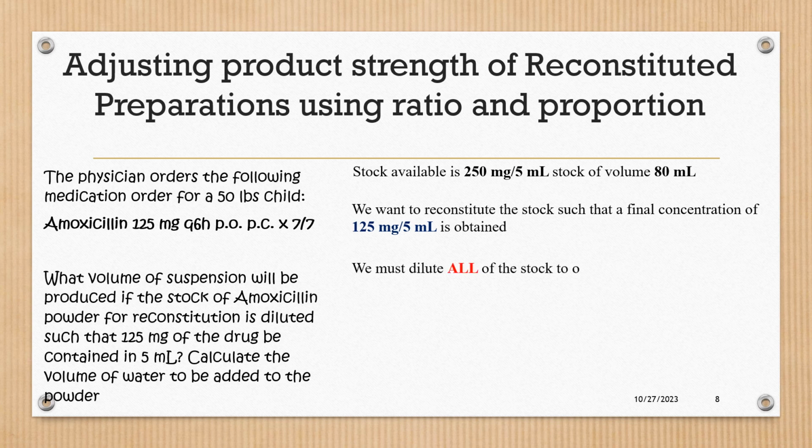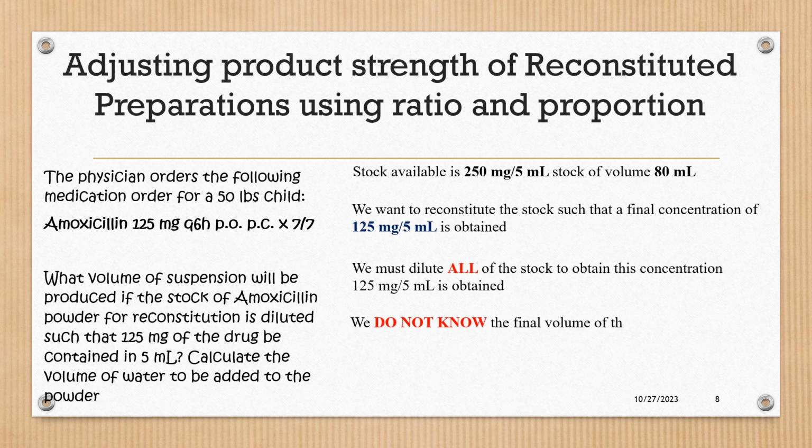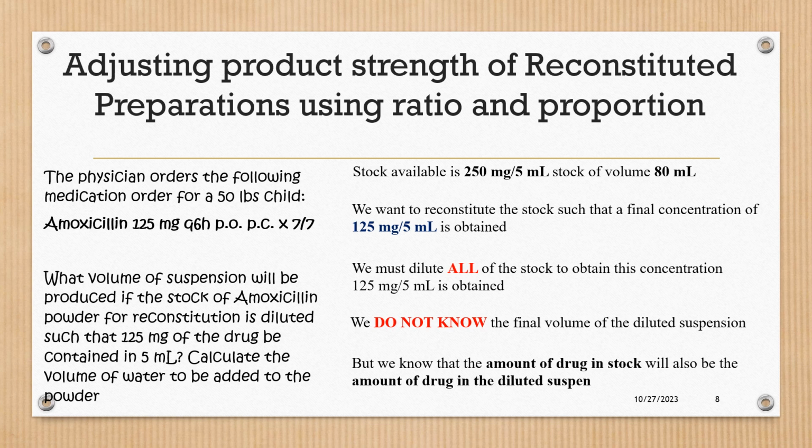Now, we must dilute all of the stock to obtain this concentration of 125 milligram per 5 mil. We don't know what the final volume of the diluted suspension will be, but we know that the amount of drug that is in stock will, of course, also be the amount of drug in the diluted suspension. So that is 250 milligrams per 5 mil, and once that's reconstituted, it's 80 mils. So based on that information, you can go ahead and calculate the total amount of drug that will be in the diluted suspension.